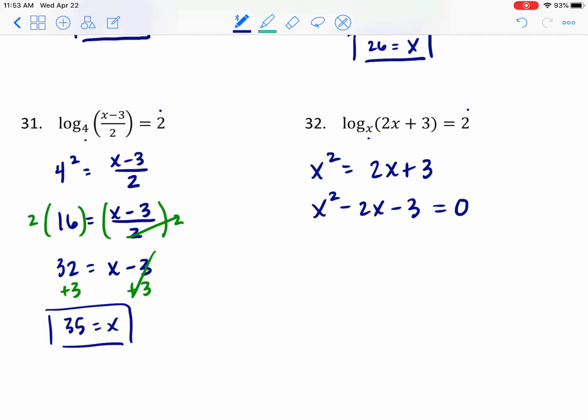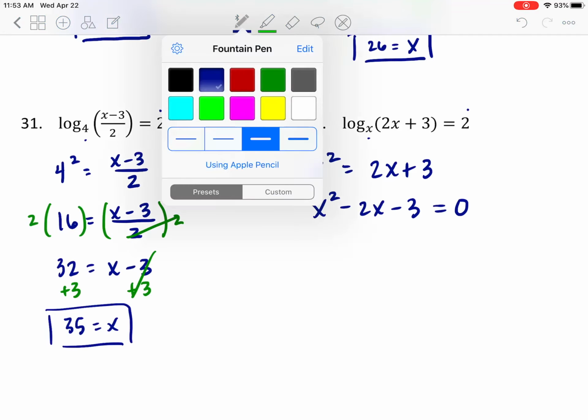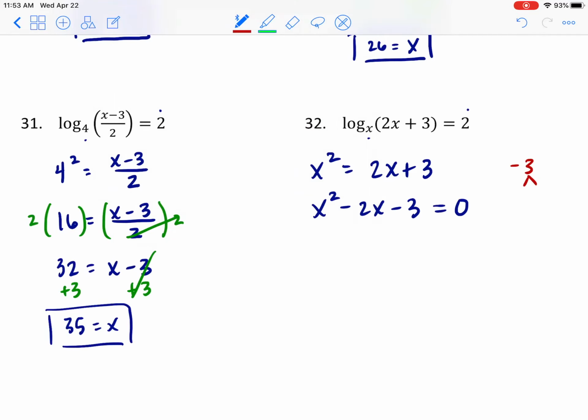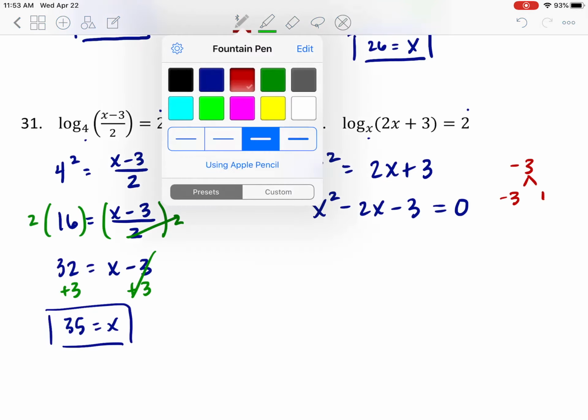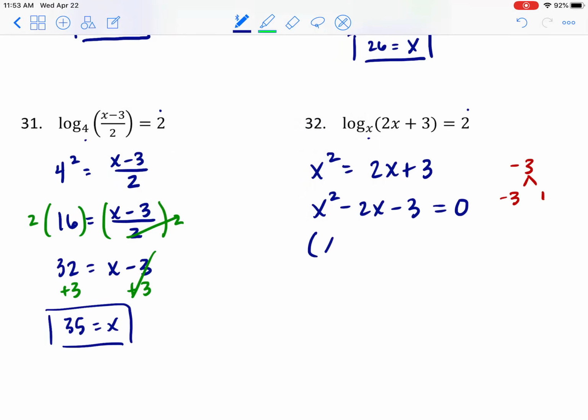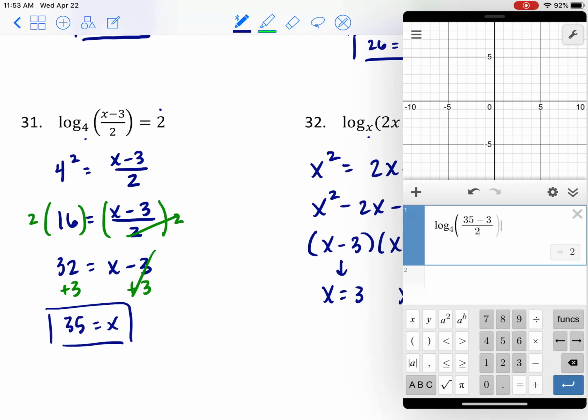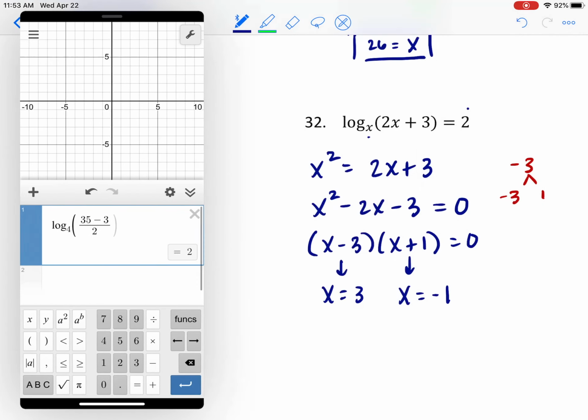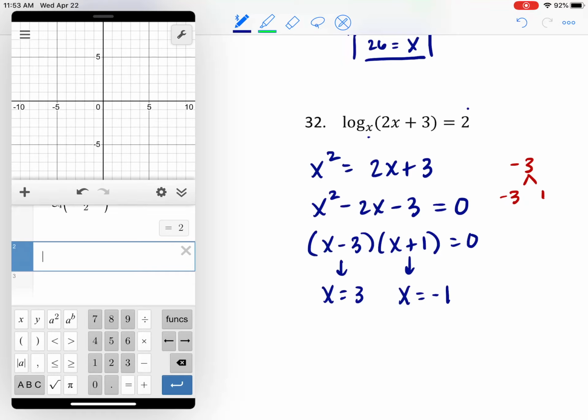So last one, again, x not by itself means we're going to rewrite this. So we have x squared equal to 2x plus 3. So this is a quadratic. I'm going to move everything over to one side to make a 0, and then this ends up being factorable. What are the factors of -3 that make -2? -3, positive 1. So if this factors into x minus 3 and x plus 1, then I get two solutions. X equal to a positive 3, and here x equal to a -1. So here we go, two solutions.